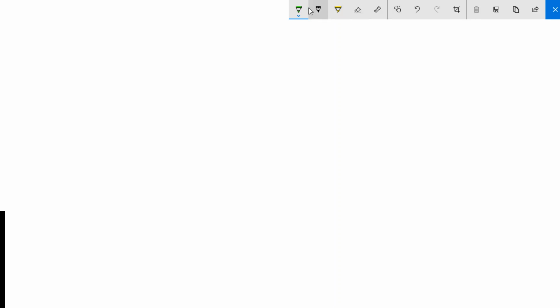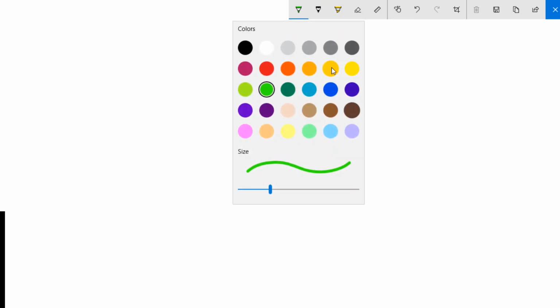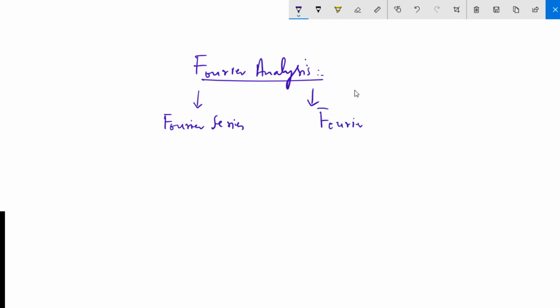an overview of Fourier. See, when you study this Fourier analysis, we will study in some more detail, but I am just giving an introduction. What is this? We have two things in the Fourier analysis. One is your Fourier series, one is your Fourier transform.